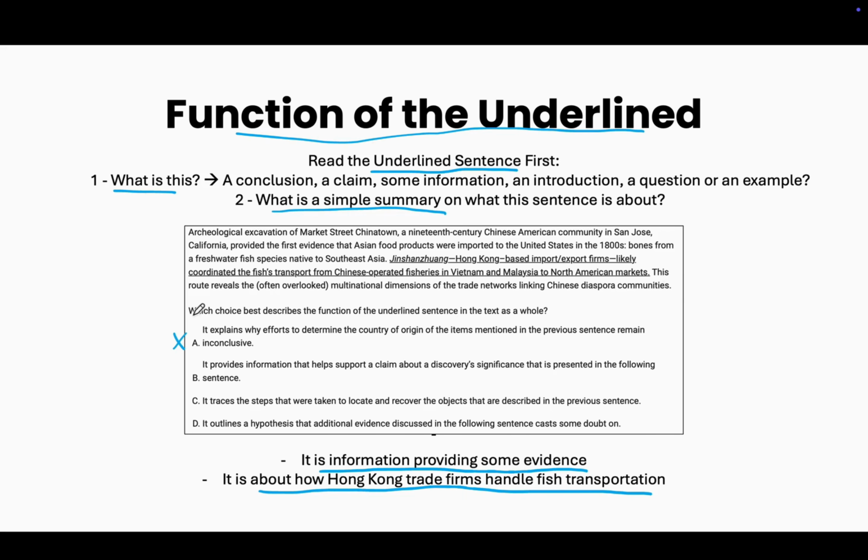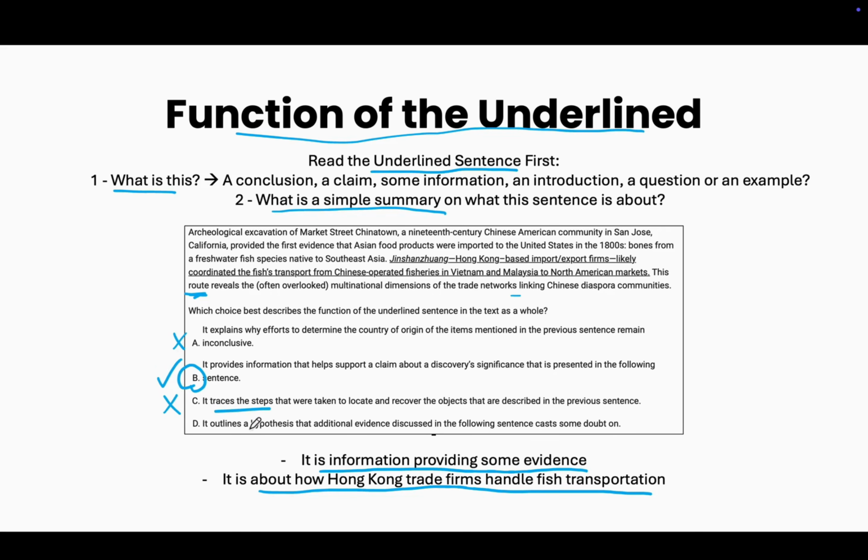This route reveals the often overlooked multinational dimensions of the trade networks linking Chinese diaspora communities. So it says this route, which is referring to the route in the underlined sentence. So, yes, the underlined sentence provides evidence that supports the following sentence's claim about the multinational dimensions of trade networks. Choice C. It traces the steps taken to locate and recover the object described in the previous sentence. So, no, there are no traces being taken here.